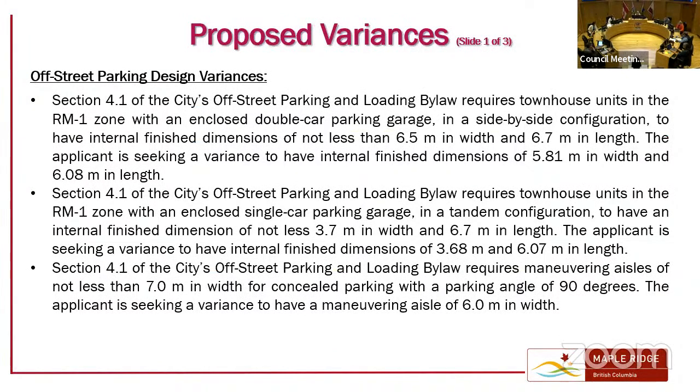In terms of proposed variances, there are some off-street parking design variances involved. One of the variances is to have internal finished dimensions of 5.81 meters in width and 6.08 meters in length for enclosed double car parking garages. Another variance is to have internal finished dimensions of 3.68 meters and 6.07 meters in length for enclosed single car parking garages. And another parking design variance is to have a maneuvering aisle width of 6 meters.